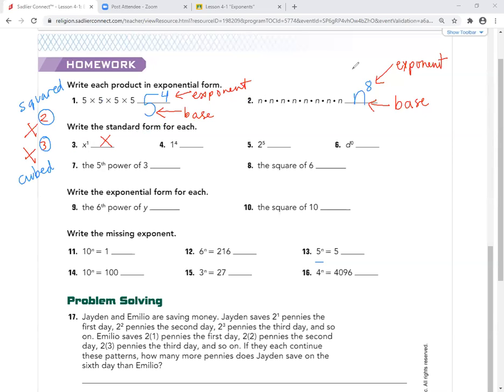Now think about a square. How many dimensions does a square have? 2, right? A length and a width. Think about a cube. How many dimensions does it have? 3, a length, a width, and a height, right? So that can help you remember those 2 standards. Here, I'll try and draw a square there. Here's a cube here, right? 3 dimensions, 2 dimensions for a square. Got it?